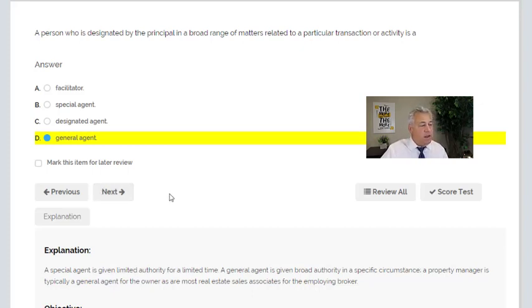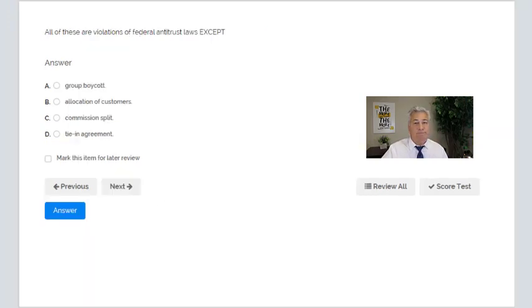Let's see what they have to say. A special agent is given limited authority for a limited time. A general agent is given broad authority in a specific circumstance. A property manager is typically a general agent for the owner, as are most real estate sales associates for the employing broker. Okay, our next question.